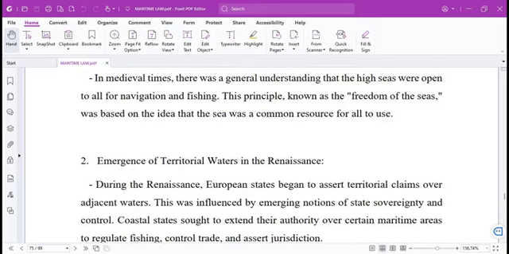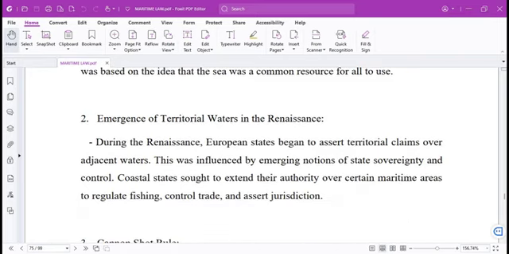Second, here is the emergence of territorial waters in the Renaissance. During the Renaissance, European states began to assert territorial claims, dominance, control over the adjacent waters. This was influenced by the emerging notions of state sovereignty and control. Coastal states sought to extend their authority over certain maritime areas to regulate fishing, to control trade, as well as assert jurisdiction.